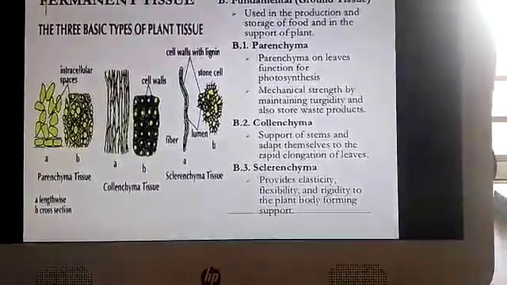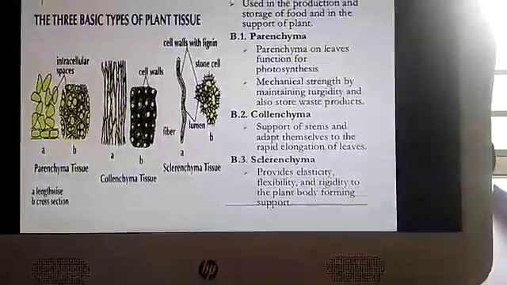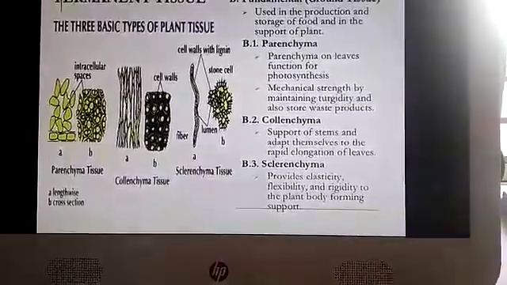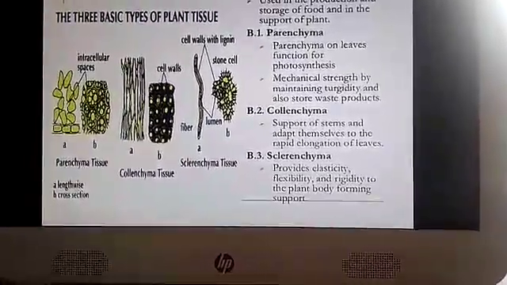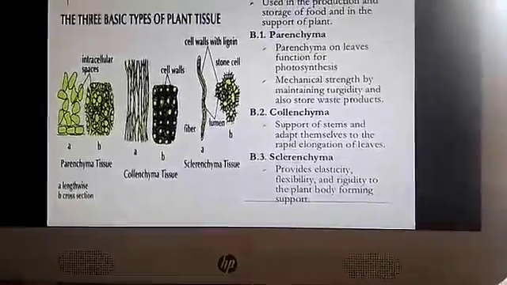collenchyma tissue supports the stem and adapts itself to the rapid elongation of leaves. The cell wall is made up of hemicellulose and cellulose. Here the cells have vacuoles, and you can also find a small nucleus in the collenchyma tissue.